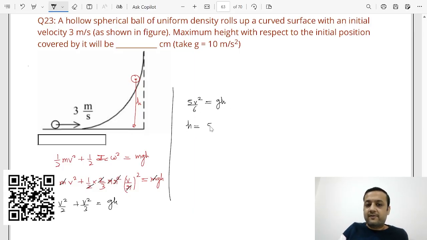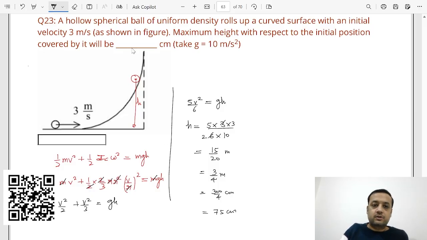So h is how much? 5 into v is 3 into 3 divided by 6, and gravity is 10. All right, so how much will this become? 5 into 3 is 15 by 20. This is in meters. So basically 3 by 4 meter, which means 300 by 4 centimeter. All right, that means this is 75 centimeter. Okay, so the answer for this question will be 75 centimeter.